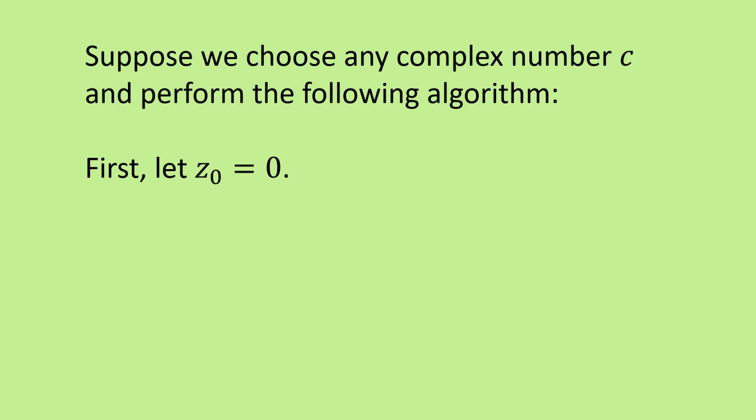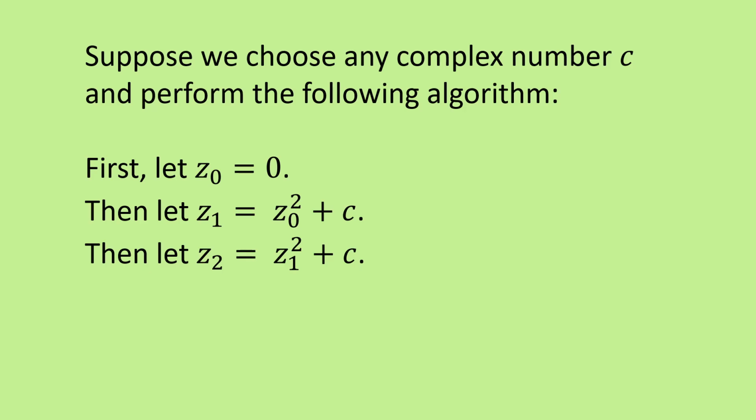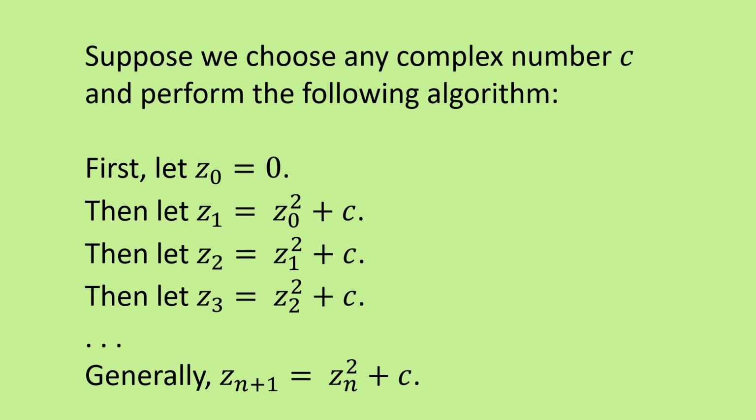Let's see that algorithm. First, we choose any complex number c, then start an iteration by setting z0 equal to 0. Then z1 is equal to z0 squared plus that number c. Then z2 is equal to z1 squared plus c. Then z3 is equal to z2 squared plus c. In other words, for any z in the sequence, it's the sum of the previous z squared plus c.